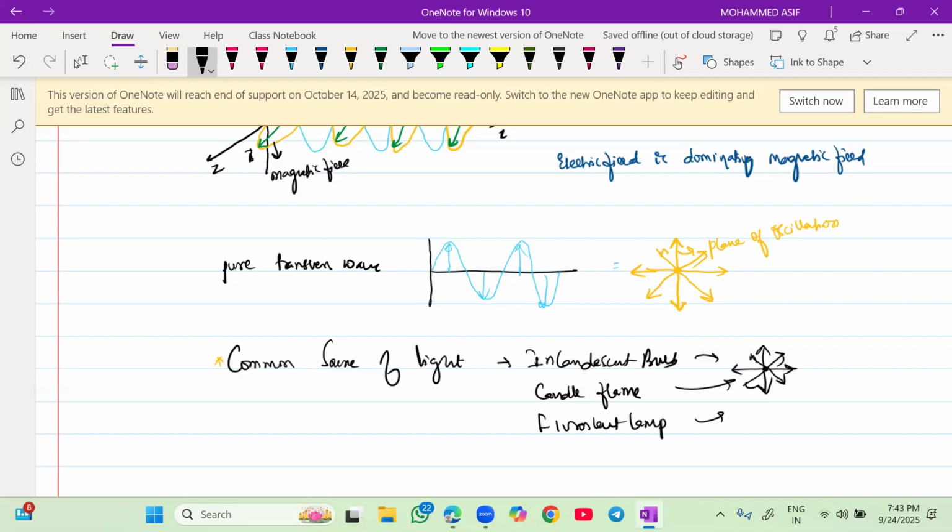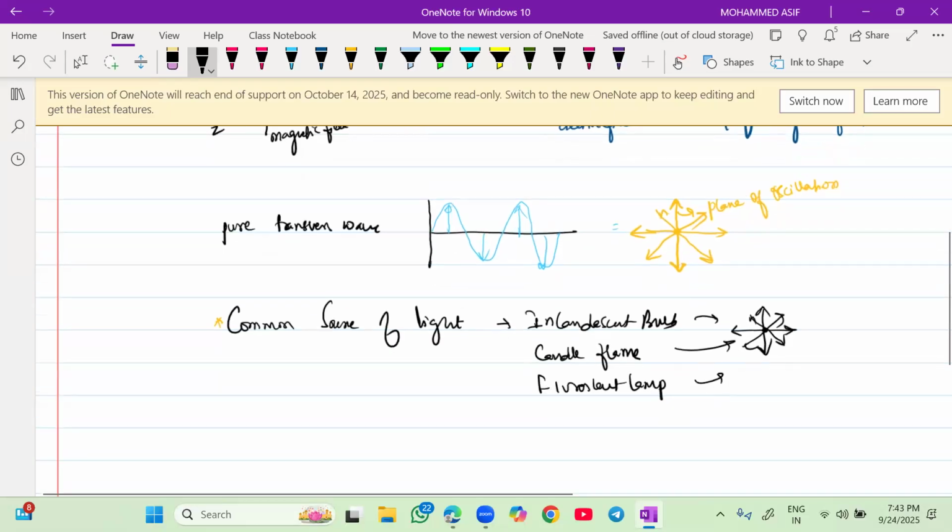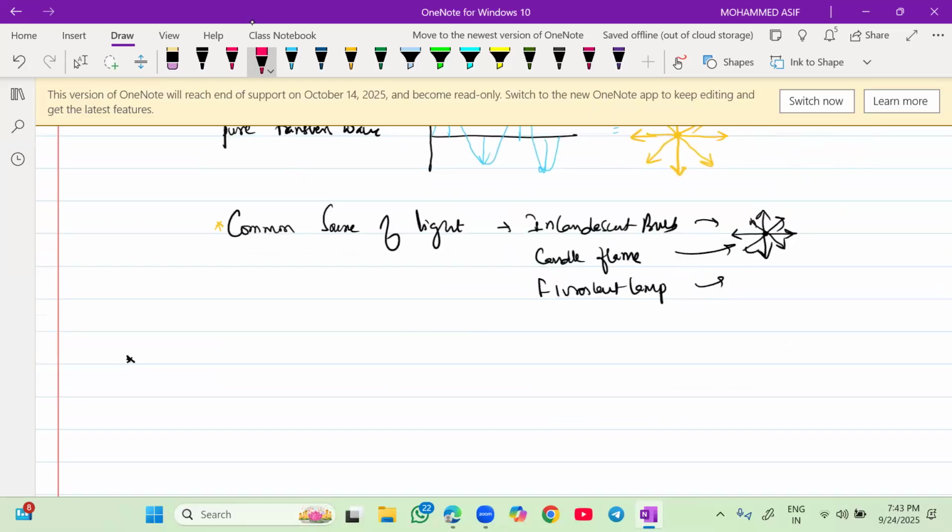So common sources of light are incandescent, candle flame, and fluorescent. Now in this one, we need to remember two things, beta. One is polarized light. Another one is unpolarized light. What do you mean by polarized light? Right here, see. First one is unpolarized light. The light which is having more than one plane is called unpolarized light.